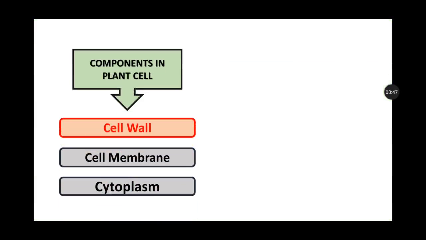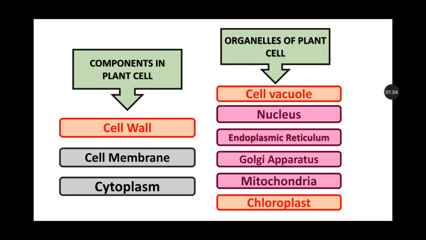So let's start with the components present in a plant cell: the cell wall, cell membrane and the cytoplasm. We have discussed the cell membrane and cytoplasm before in animal cells, so we will skip them and just talk about the cell wall in this video. The organelles of the plant cell are the cell vacuole, nucleus, endoplasmic reticulum, Golgi apparatus, mitochondria, chloroplast and the ribosome. We learned all the organelles in the animal cell portion, so the new ones are the cell vacuole and the chloroplast. We will see them there.